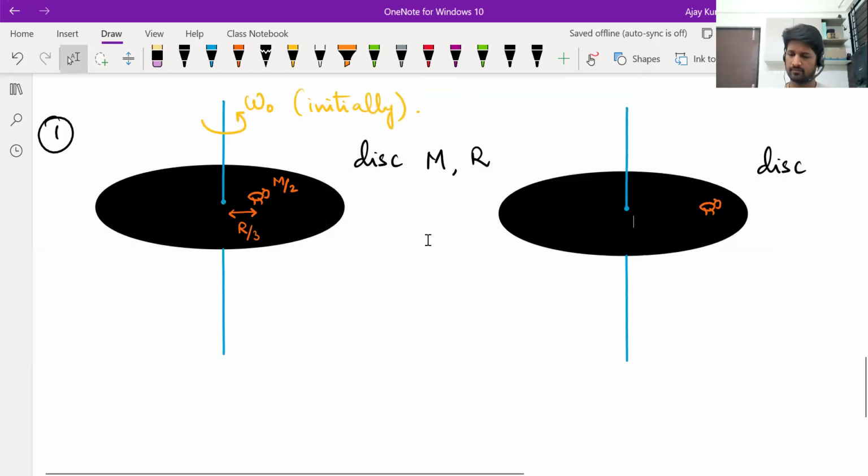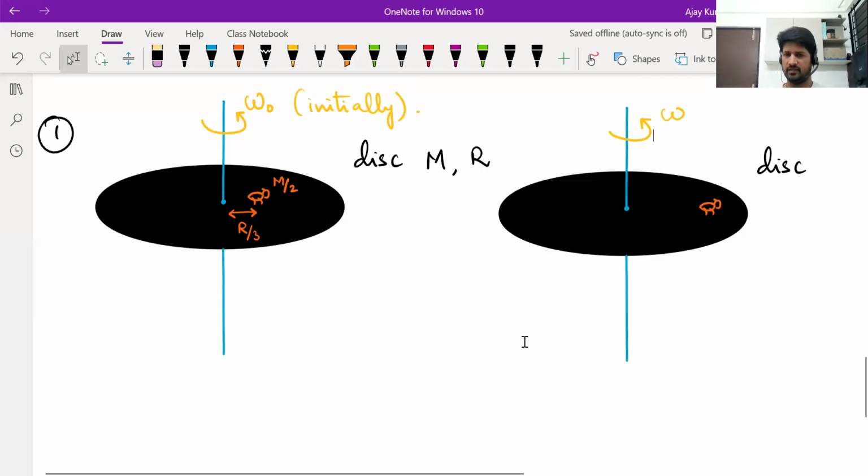Can you repeat your question once? If the insect moves away from the axis towards the edge of the disk, what happens to the rotation of the disk? Will it rotate faster, slower, or won't it get affected? It won't be affected at all. Sir, it'll rotate slower. Why? Sir, because the mass distribution is changing, so it'll affect it.